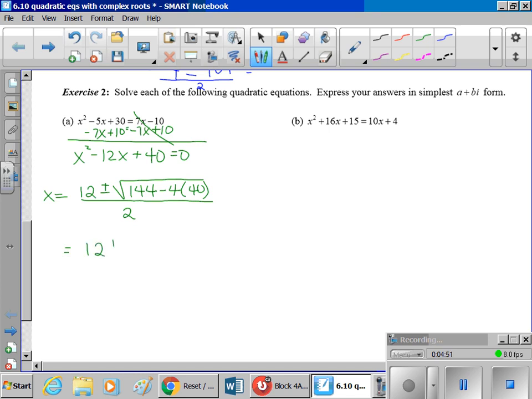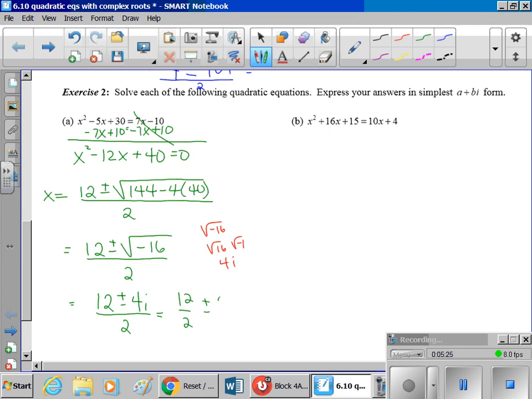One more time, I'm going to simplify under my radical. You can put this right into your calculator. 144 minus 4 times 40 is negative 16, all over 2. Just like with the last problem, negative 16 is the same thing as 16 times radical negative 1, which is 4i. So this is equal to 12 plus or minus 4i divided by 2, which is equal to 12 divided by 2 plus or minus 4i divided by 2, which is equal to 6 plus or minus 2i.